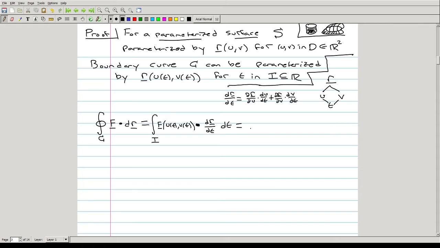So plugging in, then, this becomes the integral along I of the vector field f at u of t, v of t, dot product with dr/dt, which is the same thing as partial r partial u times u prime, or we may use u prime instead of du/dt, plus partial r partial v times v prime dt.